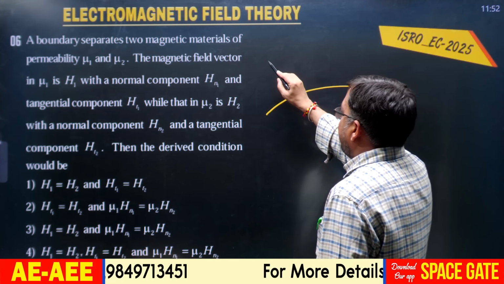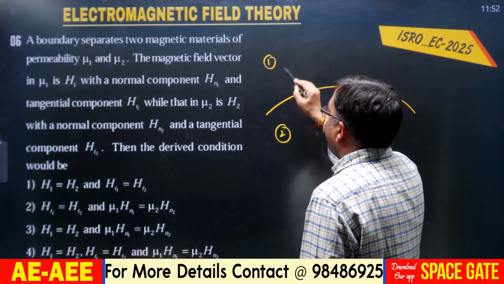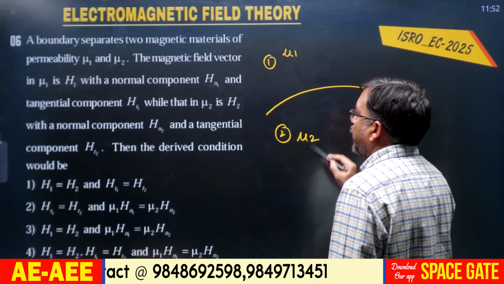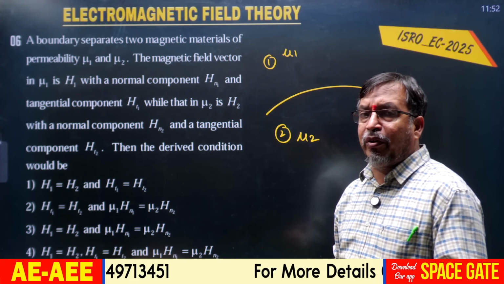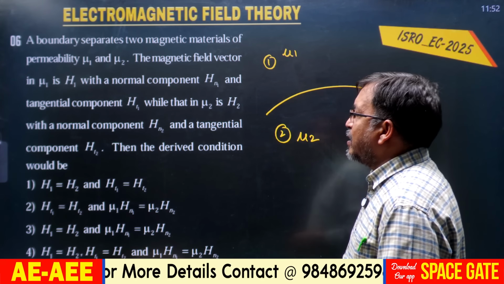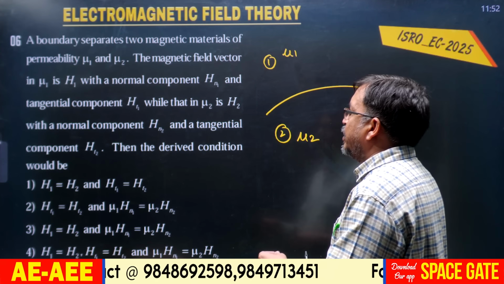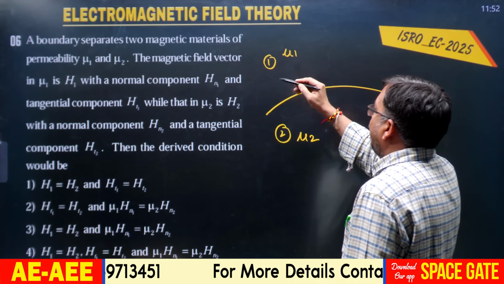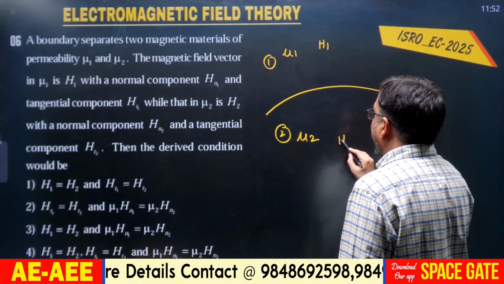So, I am considering this is medium 1, this is medium 2. Medium 1 has permeability mu1 and medium 2 has permeability mu2, where units of permeability is what? Henry per meter, and mu equals mu naught into mu r. Two magnetic field vectors, H1 in mu1 and H2 in mu2, are given. So here in medium 1 magnetic field vector H1 is given and here H2.